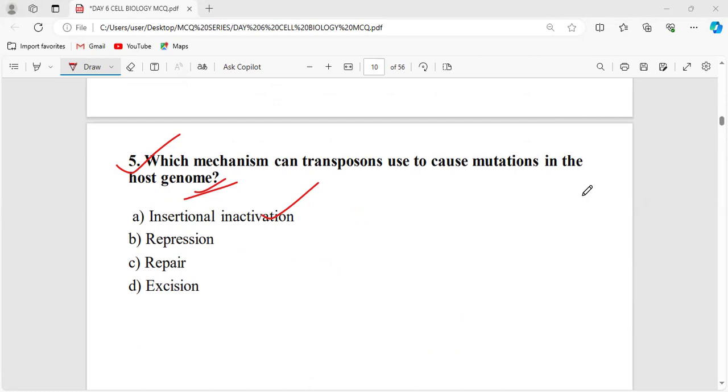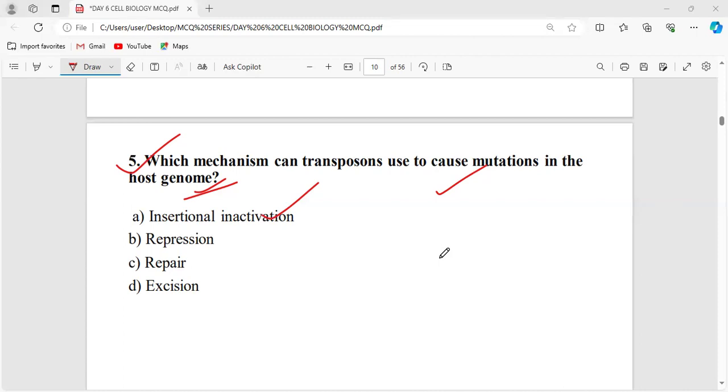The transposons, are they going to cause a good mutation or a bad mutation? We can say mutation with a negative impact has the highest priority. Always it is bad. Sometimes they are good, for example, the color of grapes. Mostly it will cause a negative effect. Okay, when it comes to mutation, we can't say it is always a good mutation.